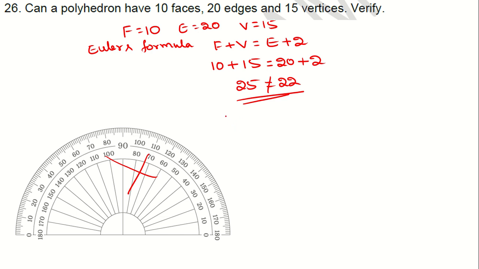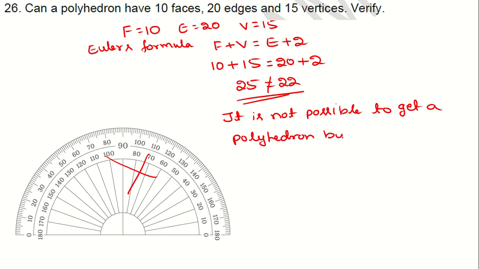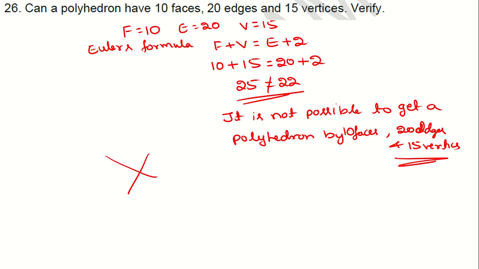Therefore it is not possible to get a polyhedron with 10 faces, 20 edges and 15 vertices. So this is not possible. Then we move on to the next one.